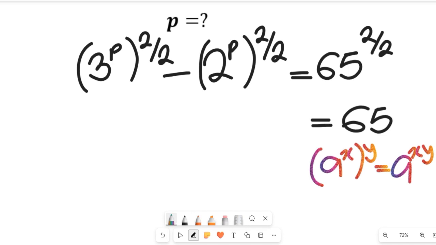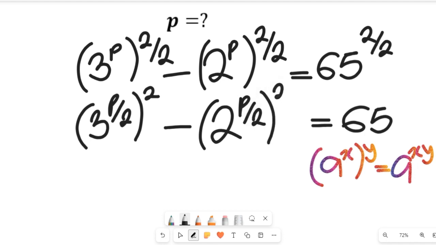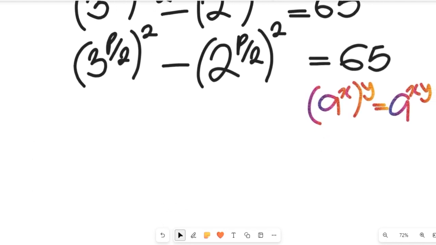If we apply it here, this side will give us something similar to this. We can now have this become 3 to the power of p divided by 2, right? Because if p multiplies 2 divided by 2, we have 2p divided by 2. So let's bring out the 2, and this will be minus 2 to the power of p divided by 2, and this will be all to the power of 2. Now you see that the left hand side has changed entirely.